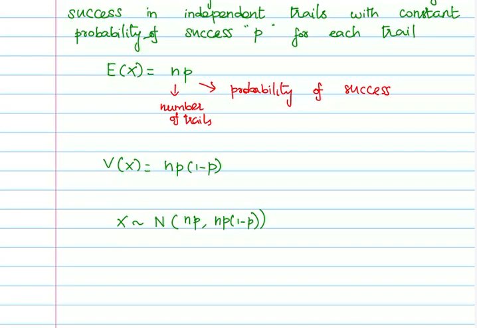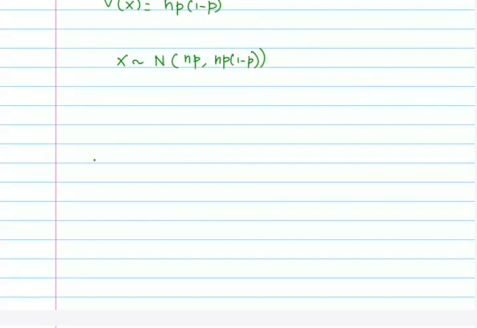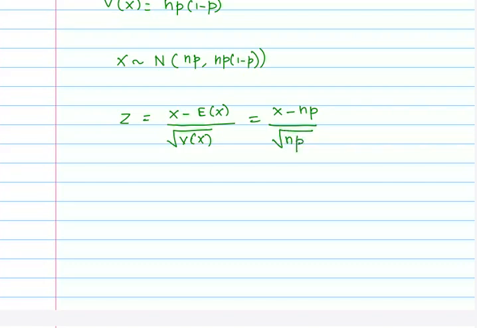So we will convert to the standard normal distribution. We define the new random variable z equal to x minus the expectation of x, that is our mean, divided by the standard deviation of x, which is the square root of the variance of x. So in our problem we get z equal to x minus np divided by the square root of n times p times 1 minus p. This follows the standard normal distribution. Standard means the mean is 0 and the variance is 1.